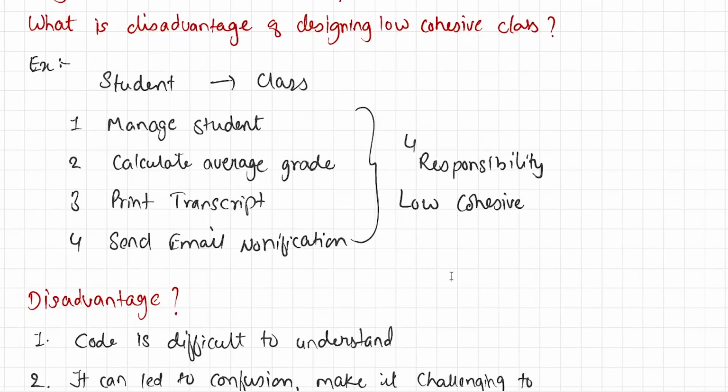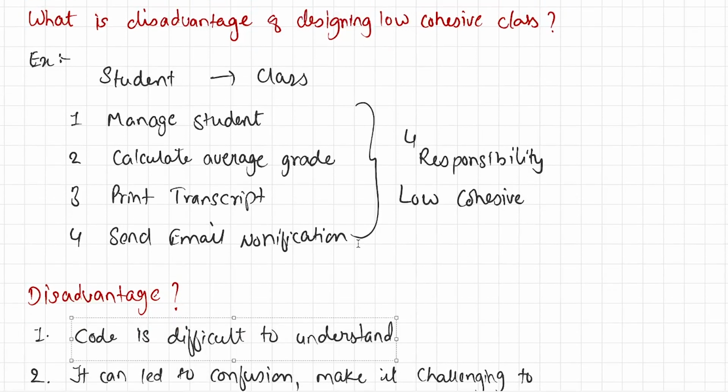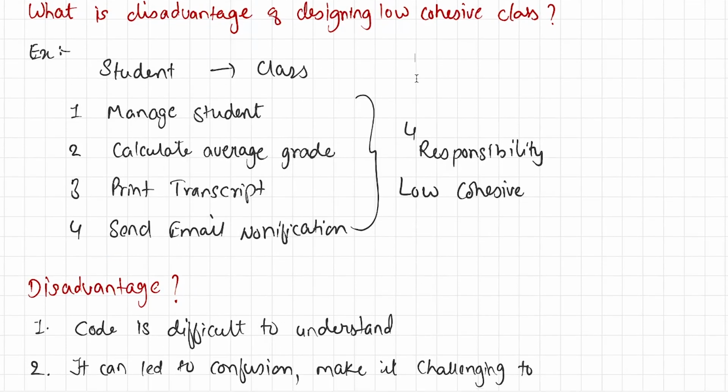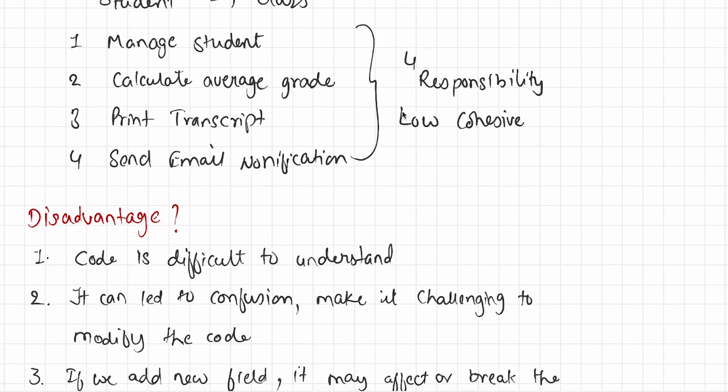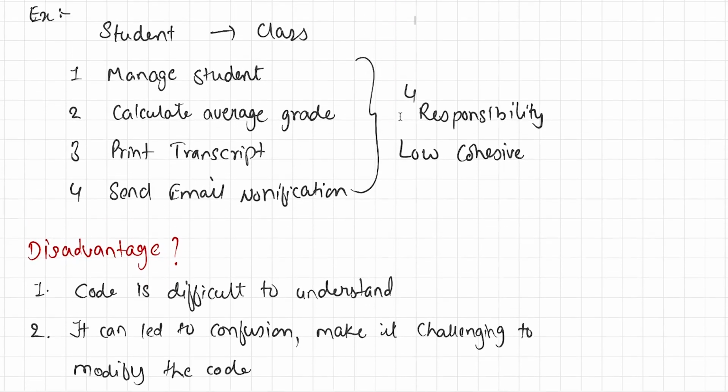Now let me show you what are the disadvantages of designing low cohesive classes like this. The first disadvantage is that the code is difficult to understand, right? Let's say for example this class has 20 methods and all the methods are serving different purposes. Then obviously it will become difficult to understand that class, as that class has a lot of methods, right? Now the second disadvantage is it can lead to confusion and make it challenging to modify the code.